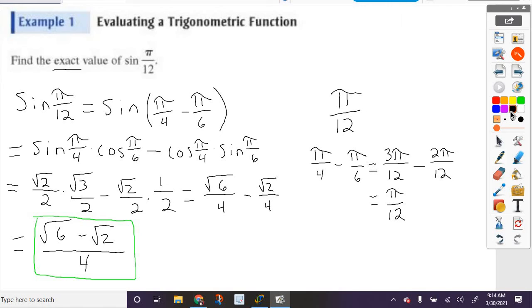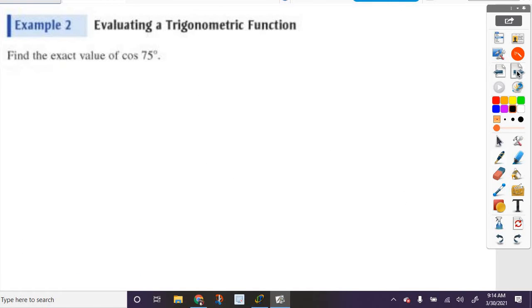Now, if you wanted to go back and check yourself, you could plug sine of pi over 12 into your calculator. It's going to give you a decimal. And then you could also plug in square root of 6 minus square root of 2, all divided by 4 into your calculator, and it will also give you a decimal, and they should be the same decimal. So that is one way that you can kind of go back and check yourself. So let's look at another one.